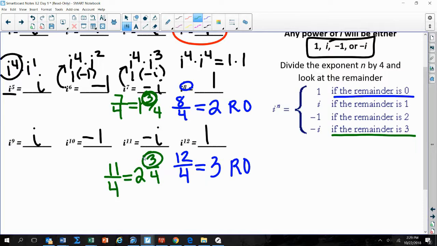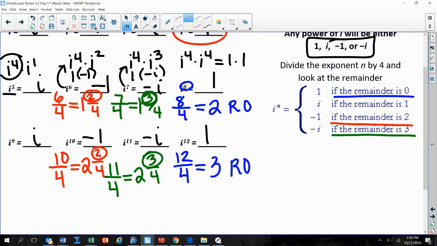If the remainder is 2, then that's when I'm going to get negative 1. So see how here I do 6 divided by 4. 4 goes into 6 one time. That gets me up to 4. And I have 5, 6. That's the remainder of 2. So my answer is negative 1. Here, if I take 10 and divide it by 4, how many times does 4 go into 10? Twice, right? That gets me up to 8. And I have 9, 10. Remainder of 2. That gets me negative 1.